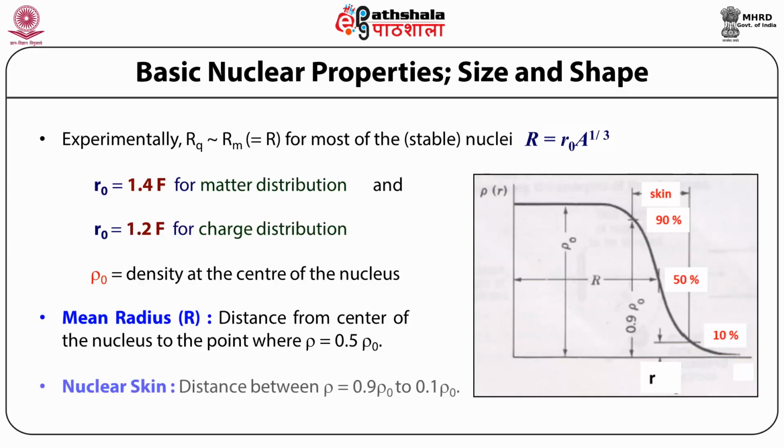Next, we define the nuclear skin. Nuclear skin means the distance between the point where the density is 90% of the central density and the point where it is 10% of the central density. So the distance between these two points is called the nuclear skin.